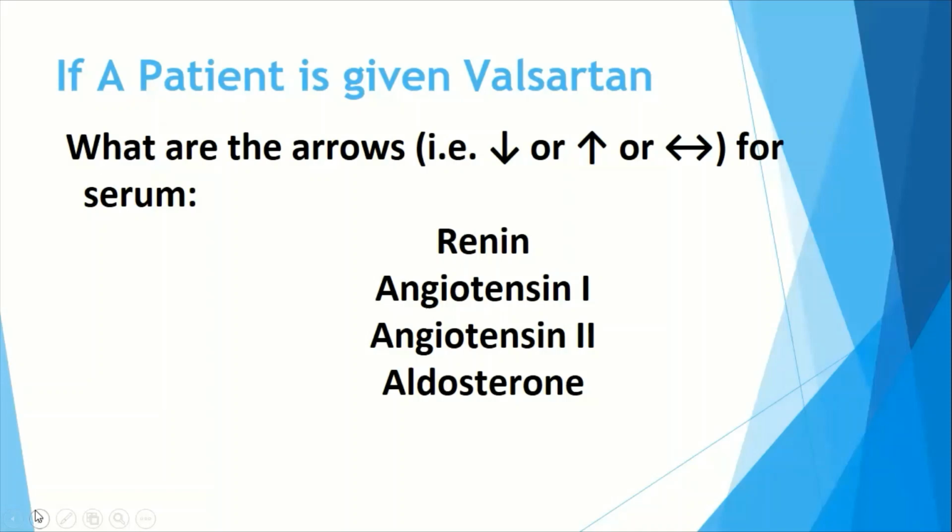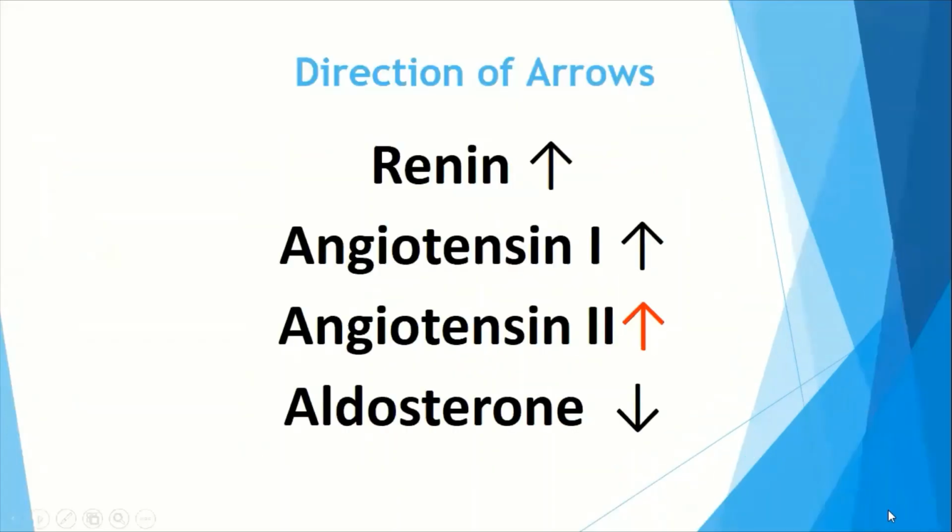So either they're going to be in down arrow direction or upward arrow direction, or they're not going to change. So think of the direction of the arrow in your head and give the answer. Direction of the arrows would be renin up arrow, angiotensin 1 up arrow, angiotensin 2 up arrow, and aldosterone is a down arrow. What's the reason?